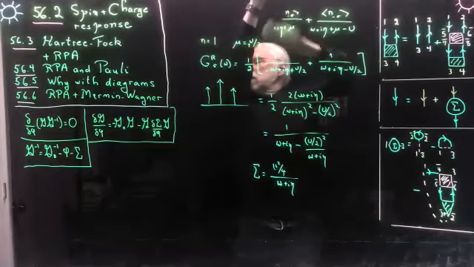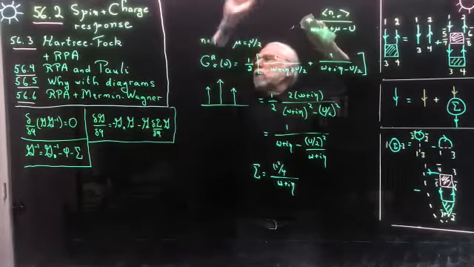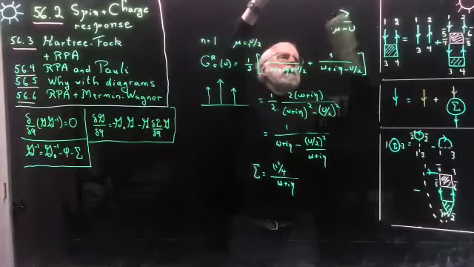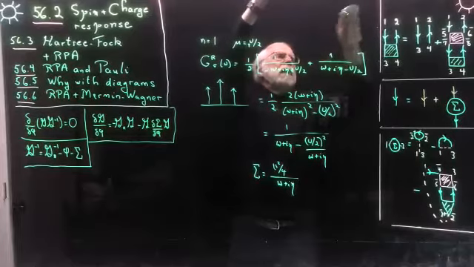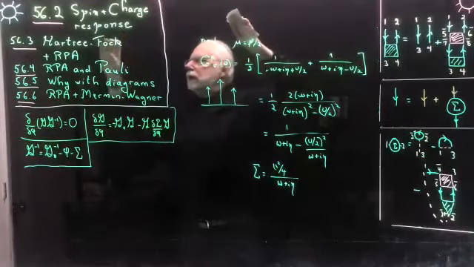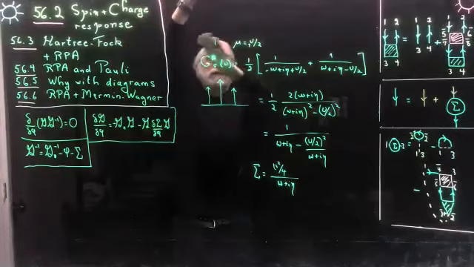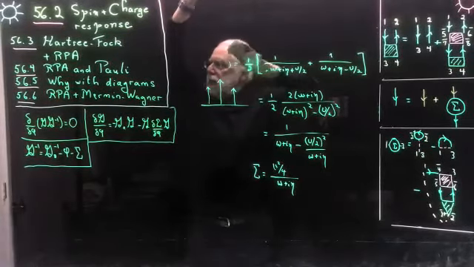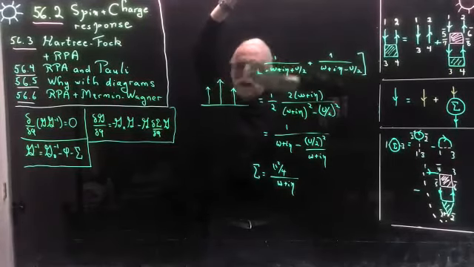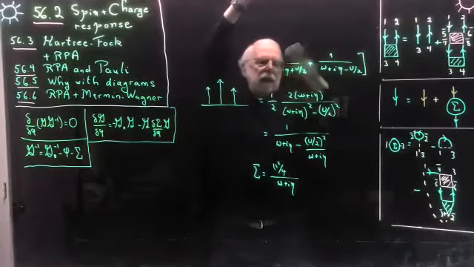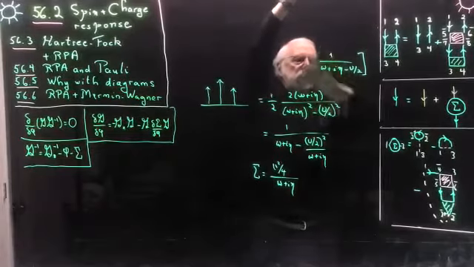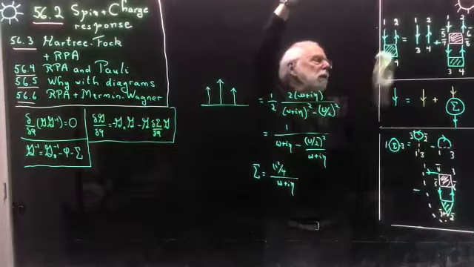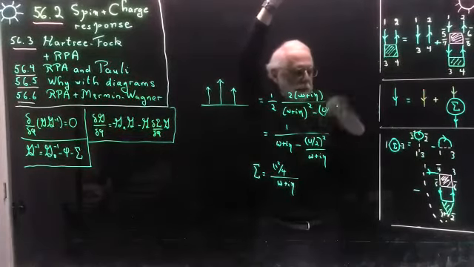Okay, so let's move to spin and the charge response in general. Then we will see that if we do the Hartree-Fock approximation for the self-energy, then we get RPA. And then I'll show you that RPA is not so good. So this is all based on exactly this formalism here. So that's why I left it on the board.